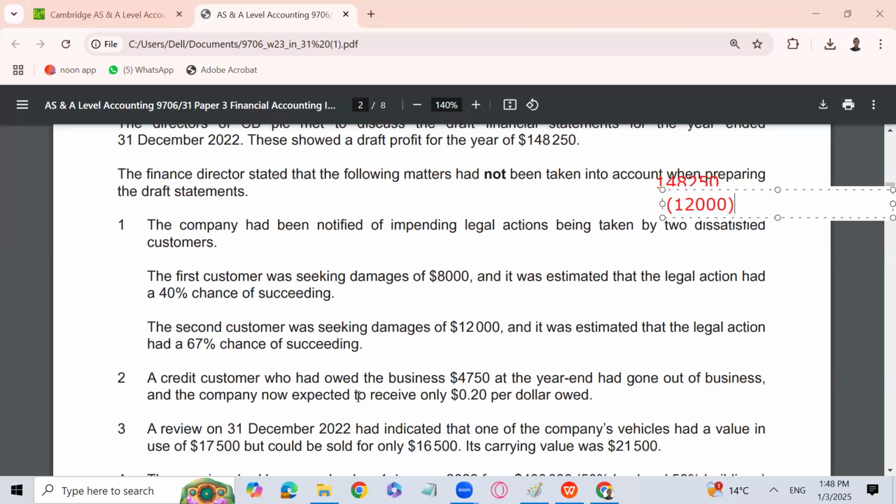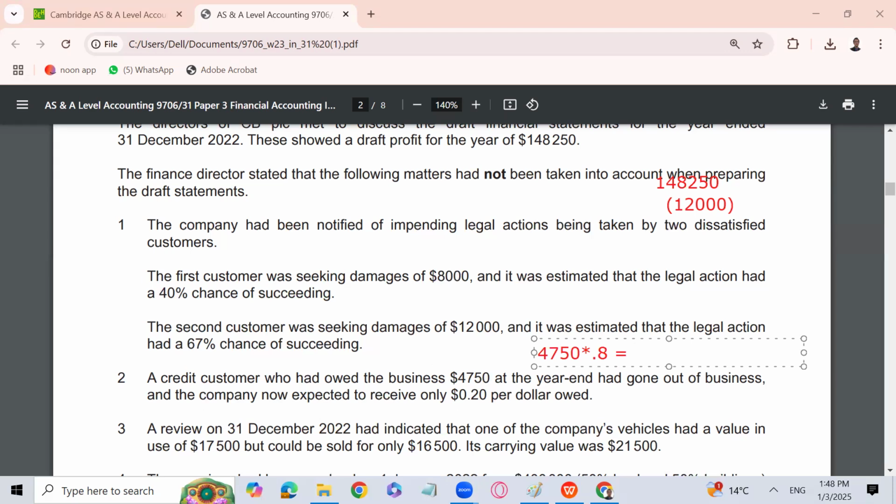A credit customer who owed the business 4,750 has gone out of business, and the company now expects to receive only 0.2 per dollar owed. Again, the same point, this is an adjusting event. So what we are going to do, 4,750 multiplied by 0.8, that is going to be our loss. We will record it as a loss.